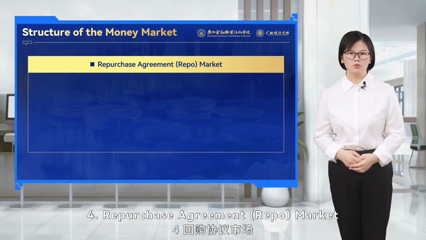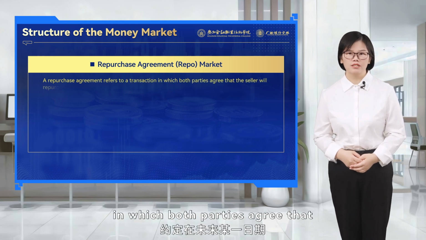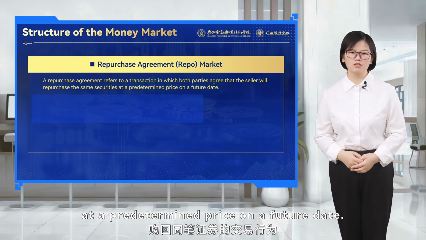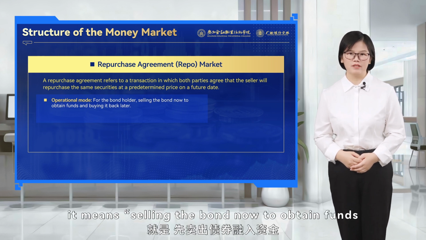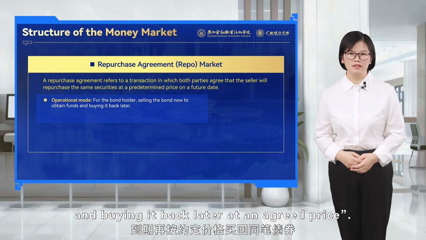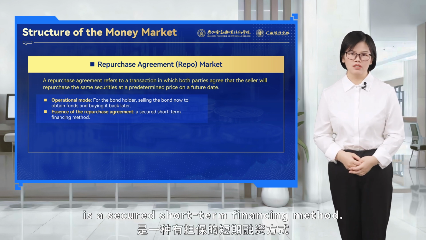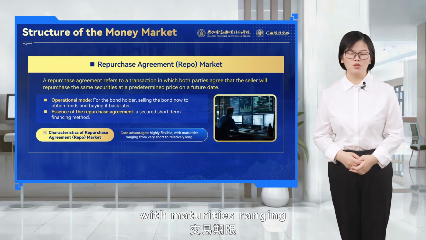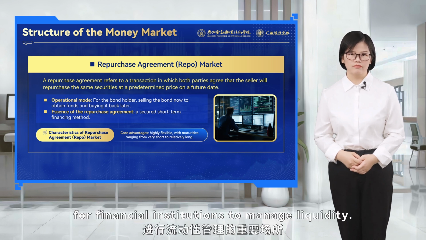4. Repurchase agreement market. A repurchase agreement refers to a transaction in which both parties agree that the seller will repurchase the same securities at a predetermined price on a future date. In simple terms, for the bondholder, it means selling the bond now to obtain funds and buying it back later at an agreed price. The essence of a repurchase agreement is a secured short-term financing method. This market is highly flexible, with maturities ranging from very short to relatively long, and it is an important venue for financial institutions to manage liquidity.